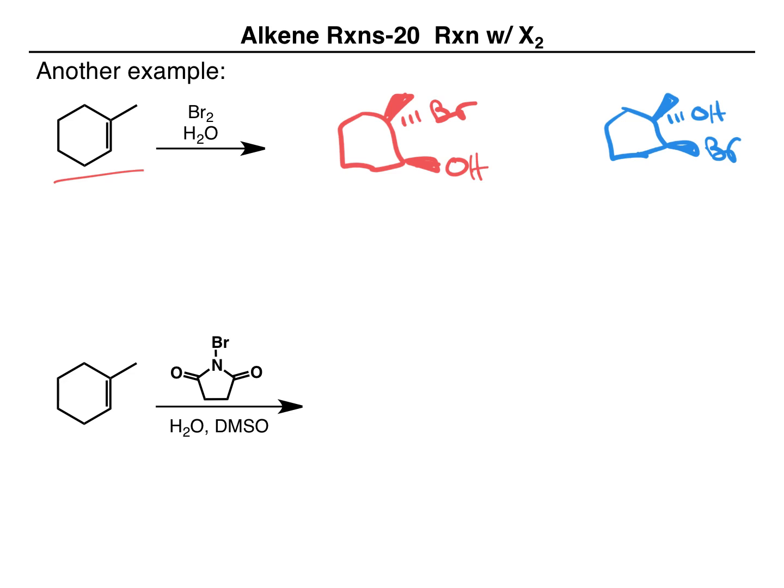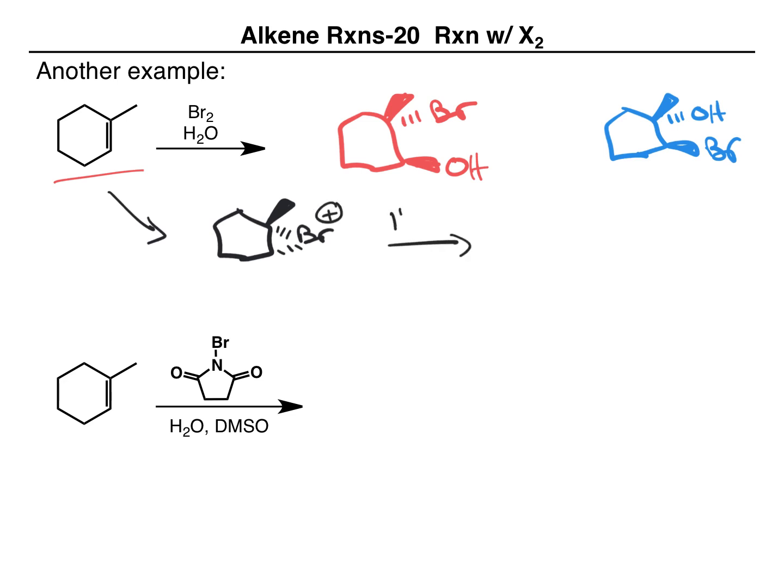So let's think about the intermediate that results from the first step, and we will make the cyclic bromonium ion. Let's say that cyclic bromonium ion forms on the back face, and we get this.